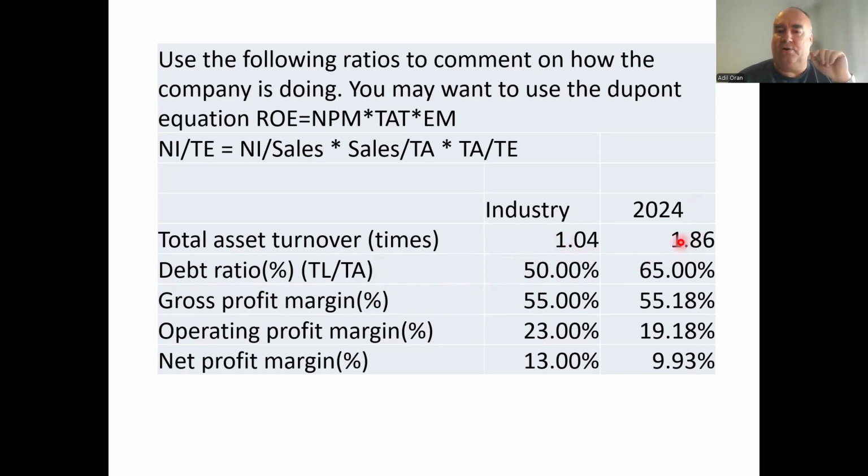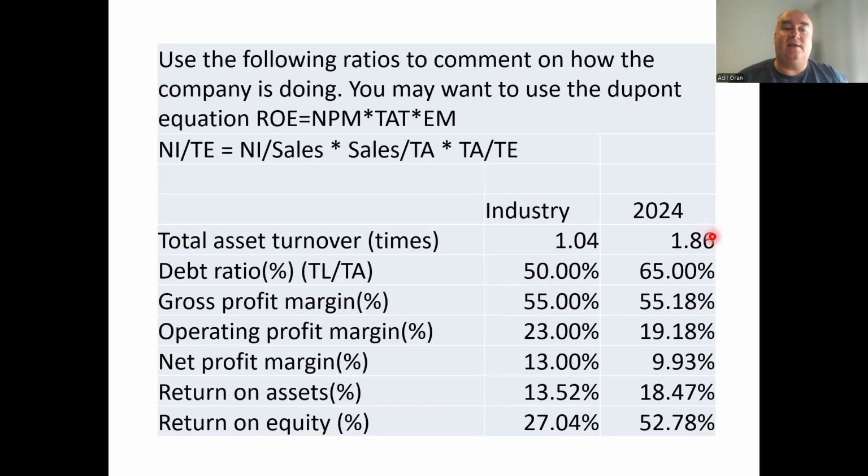And for the company, which has 65% debt, that means 35%, 100 minus 65, of the financing has been coming from equity. So the equity multiplier for our company in 2024 would be 100 divided by 0.35. So with this information, you can easily do this calculation as well.